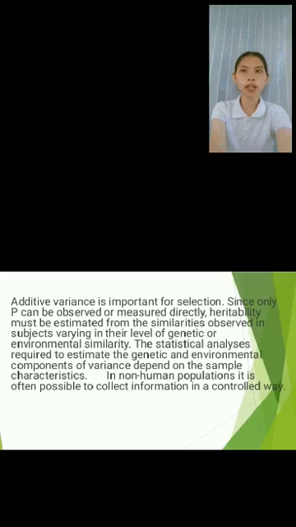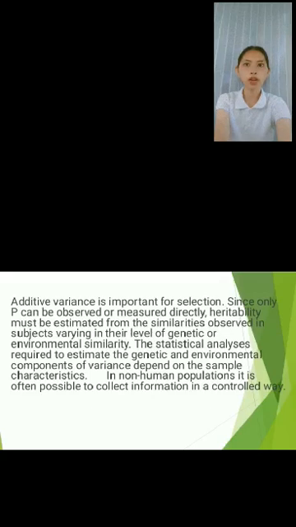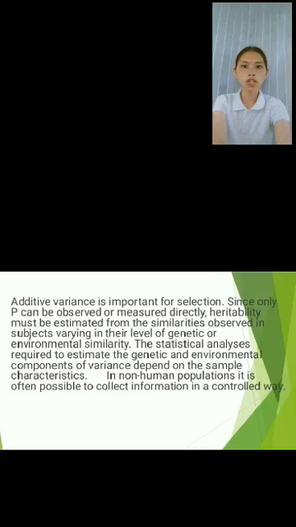Since only P can be observed or measured directly, heritability must be estimated from the similarities observed in subjects varying in their level of genetic or environmental similarity. The statistical analysis required to estimate the genetic and environmental components of variance depends on the sample characteristics. In non-human populations, it is often possible to collect information in a controlled way.